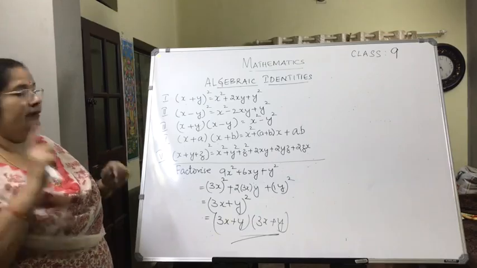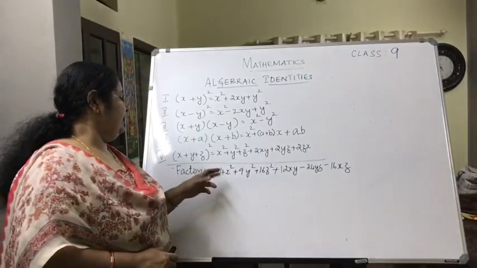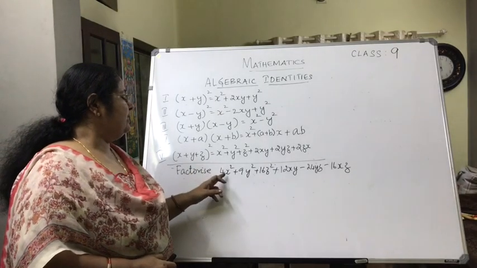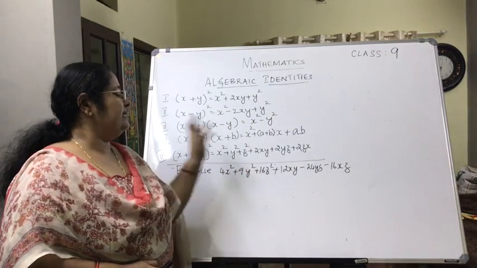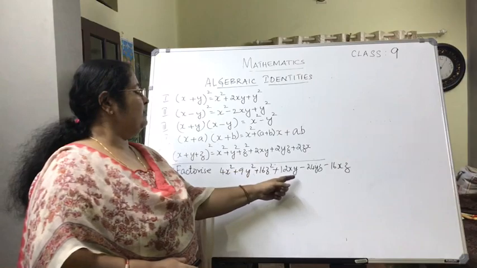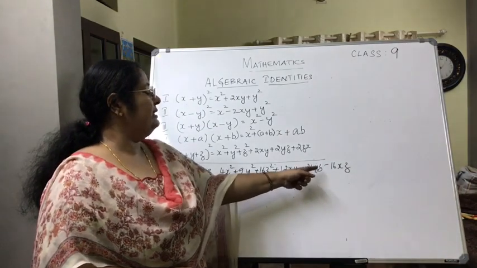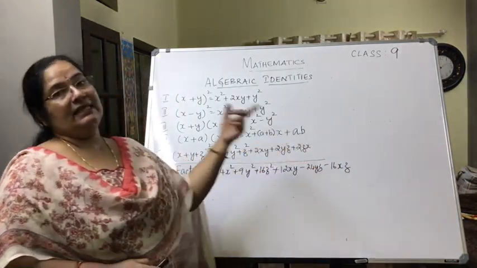Now one more factorization we will do. You got a question here. Factorize 4x square plus 9y square plus 16z square plus 12xy minus 24yz minus 16xz.